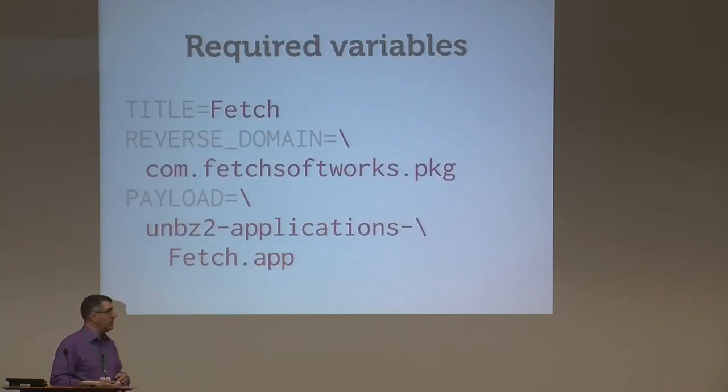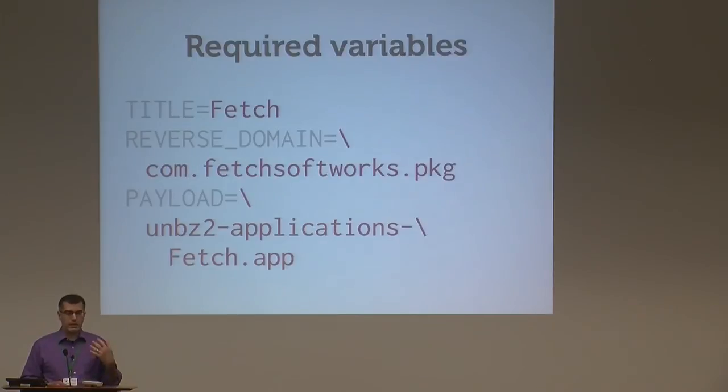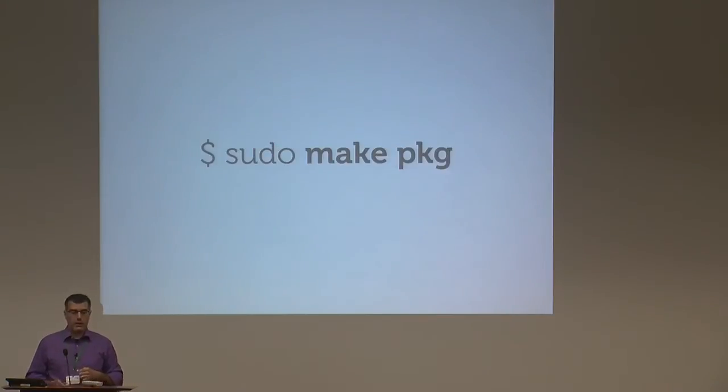We didn't see the unbz2 applications rule before, because app-to-luggage.rb handles things slightly differently. But because we archive fetch manually, this is the kind of rule that we would use to get the data from that tar archive into our package. And then go back to the command line.